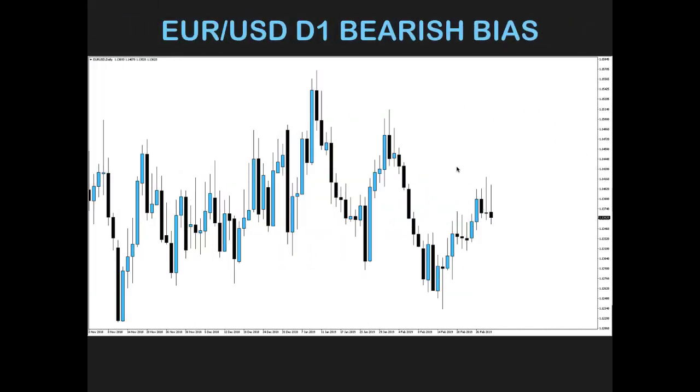So this is Euro USD, okay, a D1 bearish bias. We're going to be looking at this set of 3 candles right here. 1, 2, 3, that's our swing high right there. So we want the fourth candle's low to trade below the third candle's low, which it does on this candle right here. And then we're going to be looking to be a seller after that.